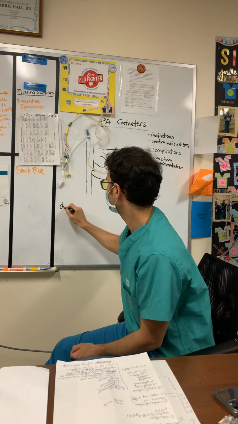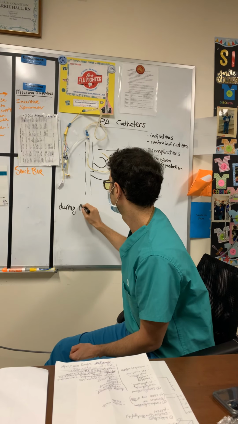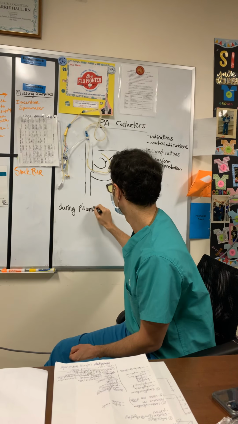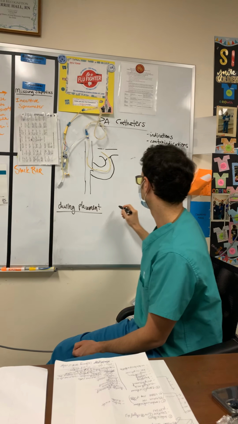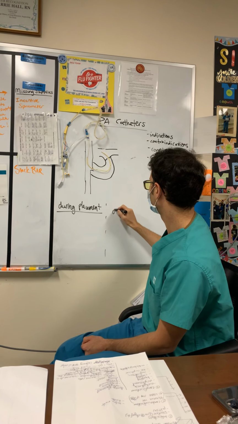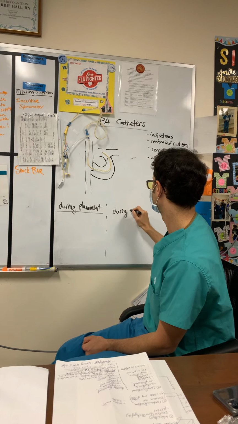So you can break down the complications that can happen with a PA catheter into some categories. Complications during placement, during maintenance of the catheter in the body, and then misinterpretation of data can be thought of as another category.